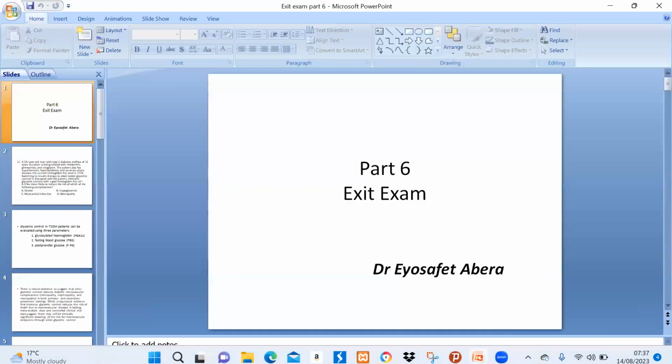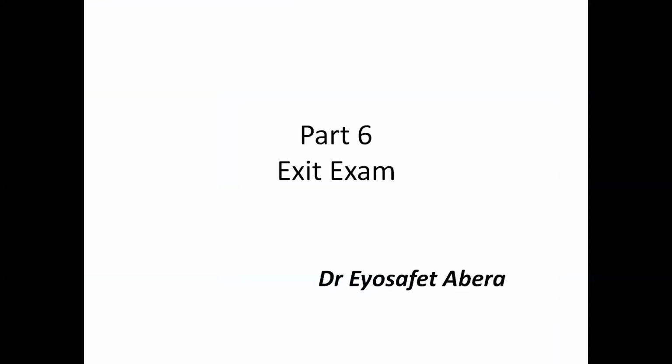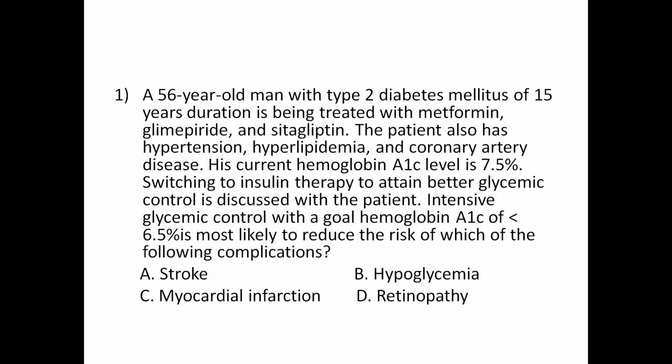Today we will proceed to exit example 6. So question number 1. A 56-year-old man with type 2 diabetes mellitus of 15 years duration is being treated with metformin, glimepiride, and sitagliptin. The patient also has hypertension, hyperlipidemia, and coronary artery disease. His current hemoglobin A1C level is 7.5%.